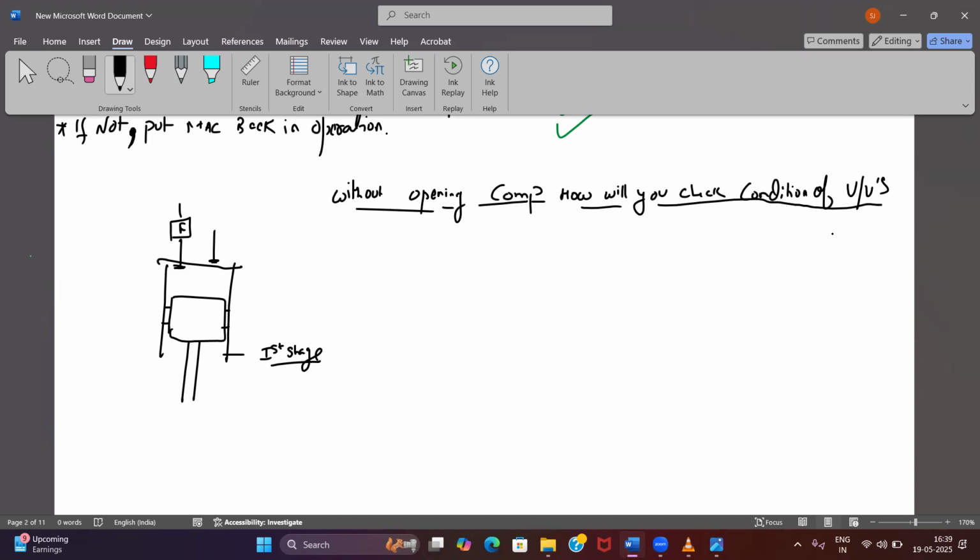Hello, sir. Am I audible, guys? Yes sir. How will you check the condition of the valves without opening the compressor? Pressure gauge. Very good. First is by looking at the pressure gauges.